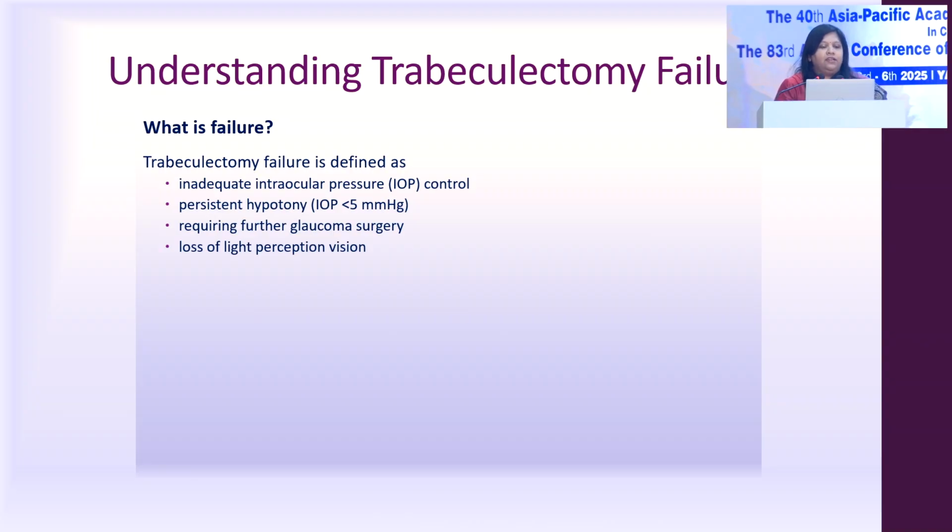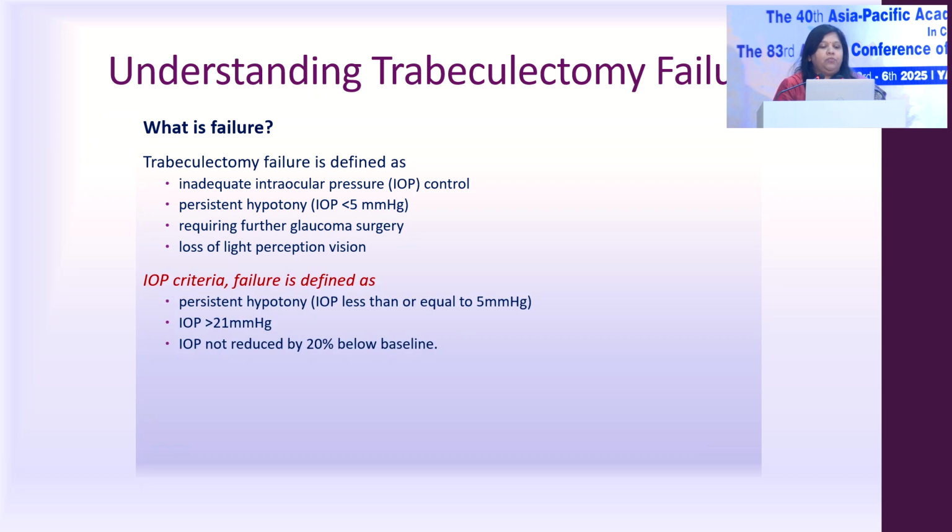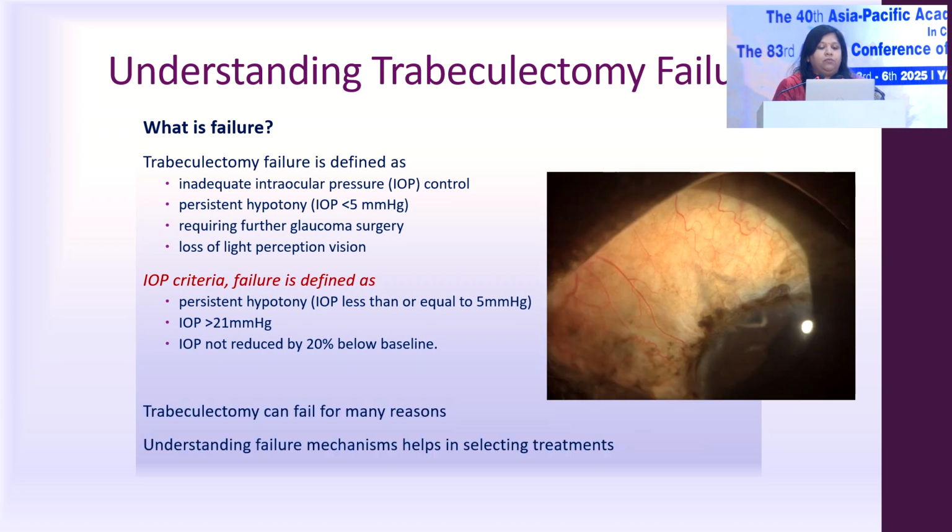So what is failure? Trabeculectomy failure is defined as inadequate IOP control, persistent hypotony, requiring further glaucoma surgery, and loss of light perception vision. The IOP criteria for failure are persistent hypotony, that is IOP less than or equal to 5 mmHg, IOP more than 21 mmHg, and IOP not reduced by 20% below baseline. TRAB can fail for many reasons, and understanding failure mechanisms helps in selecting treatments.